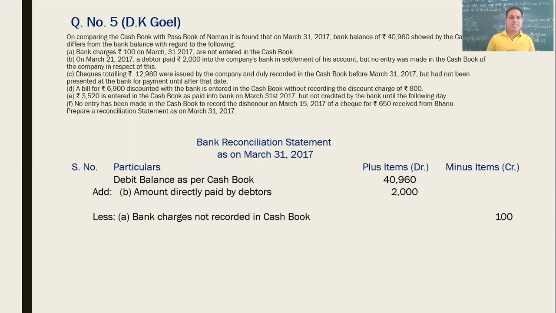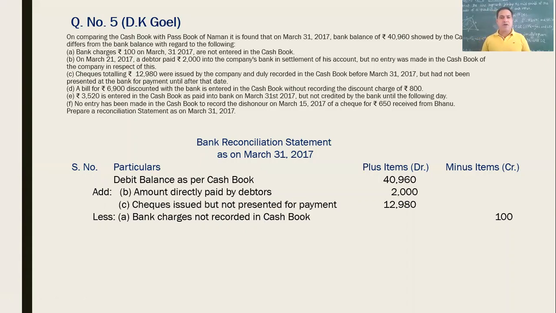Next transaction, checks totaling 12,980 issued by the company and duly recorded in the cash book on 30th March 2017 but had not been presented at the bank for payment. The company issued checks of rupees 12,980. So it is deducted from the cash book, but the checks were not presented in the bank. So the balance of the bank is higher than the cash book. So we will add it to the cash book because in the bank the balance is higher. So it goes to the plus side.